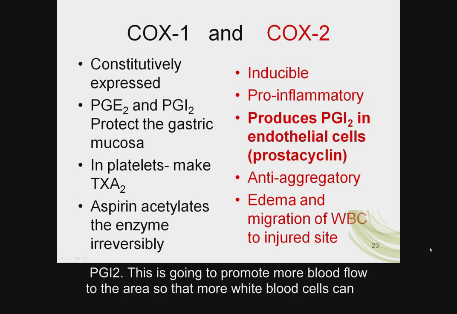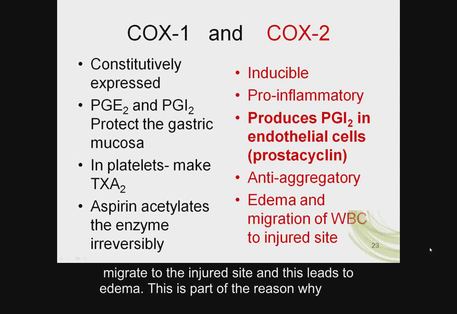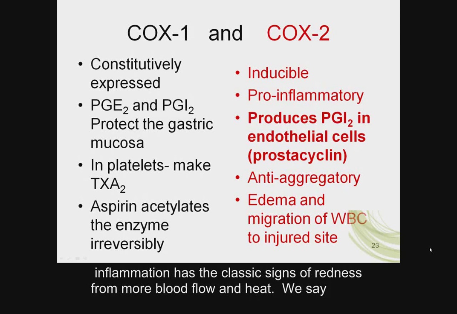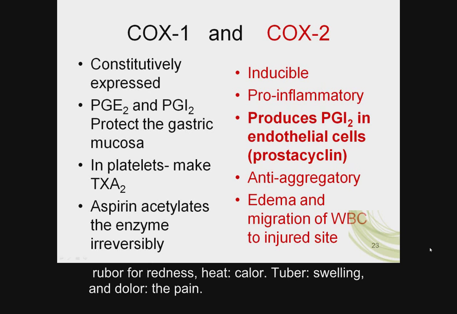And this is going to promote more blood flow to the area so that more white blood cells can migrate to the injured site, and this leads to edema. This is part of the reason why inflammation has the classic signs of redness from more blood flow and heat. We say rubor for redness, calor for heat, tumor for swelling, and dolor for pain.